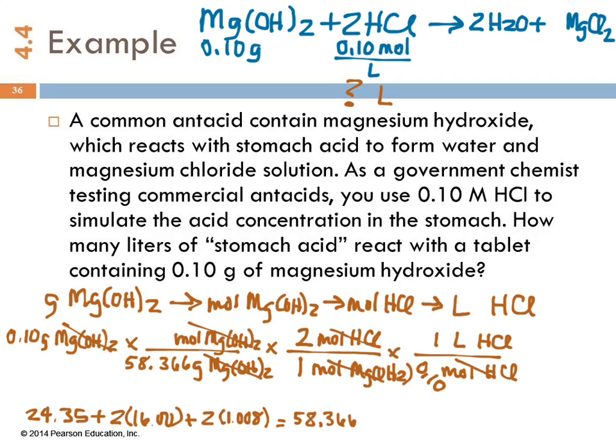Now we just go left to right, 0.1 divided by 58.366 times 2 divided by 0.1 equals, how many sig figs? 2. 0.034 liters of stomach acid. Any questions?